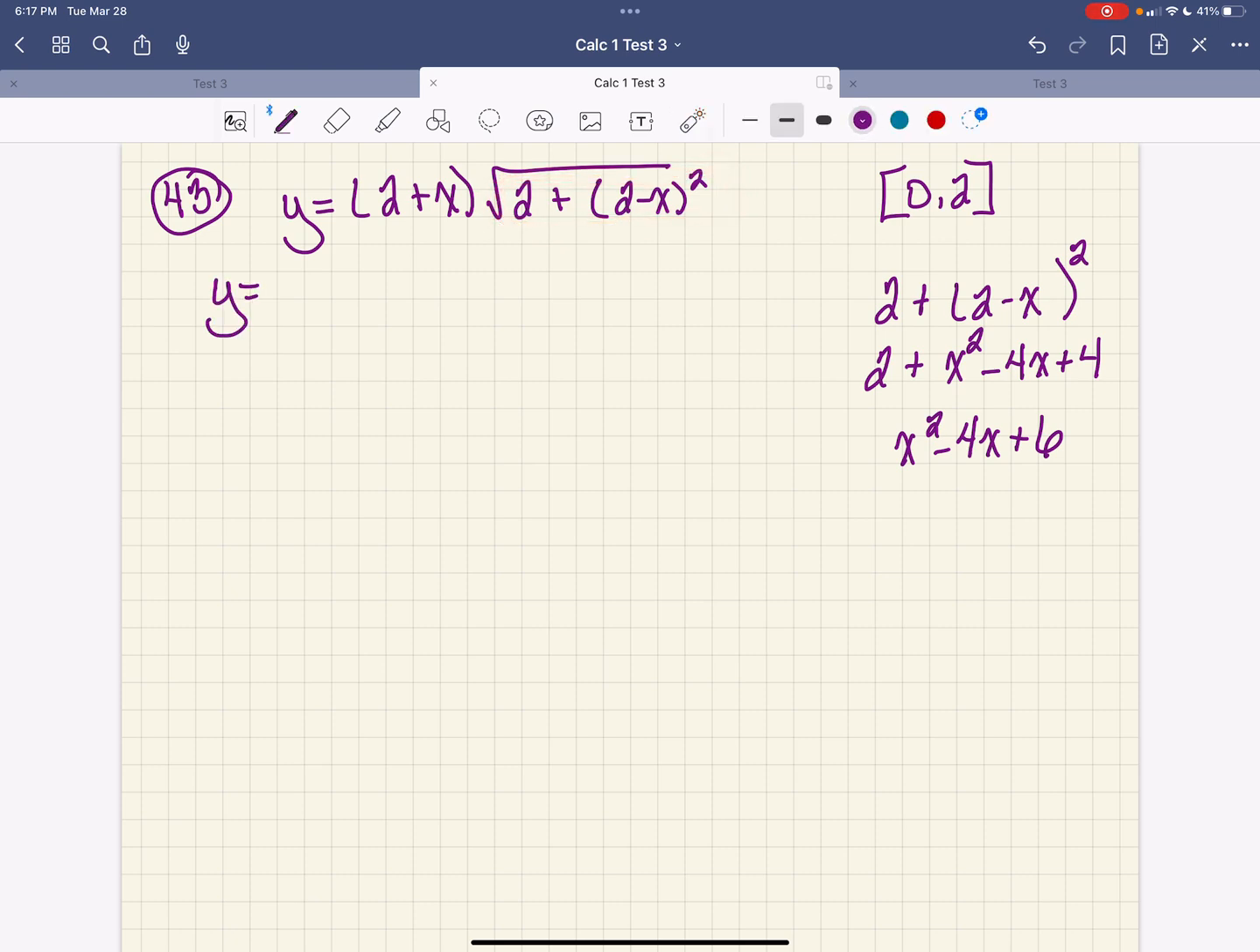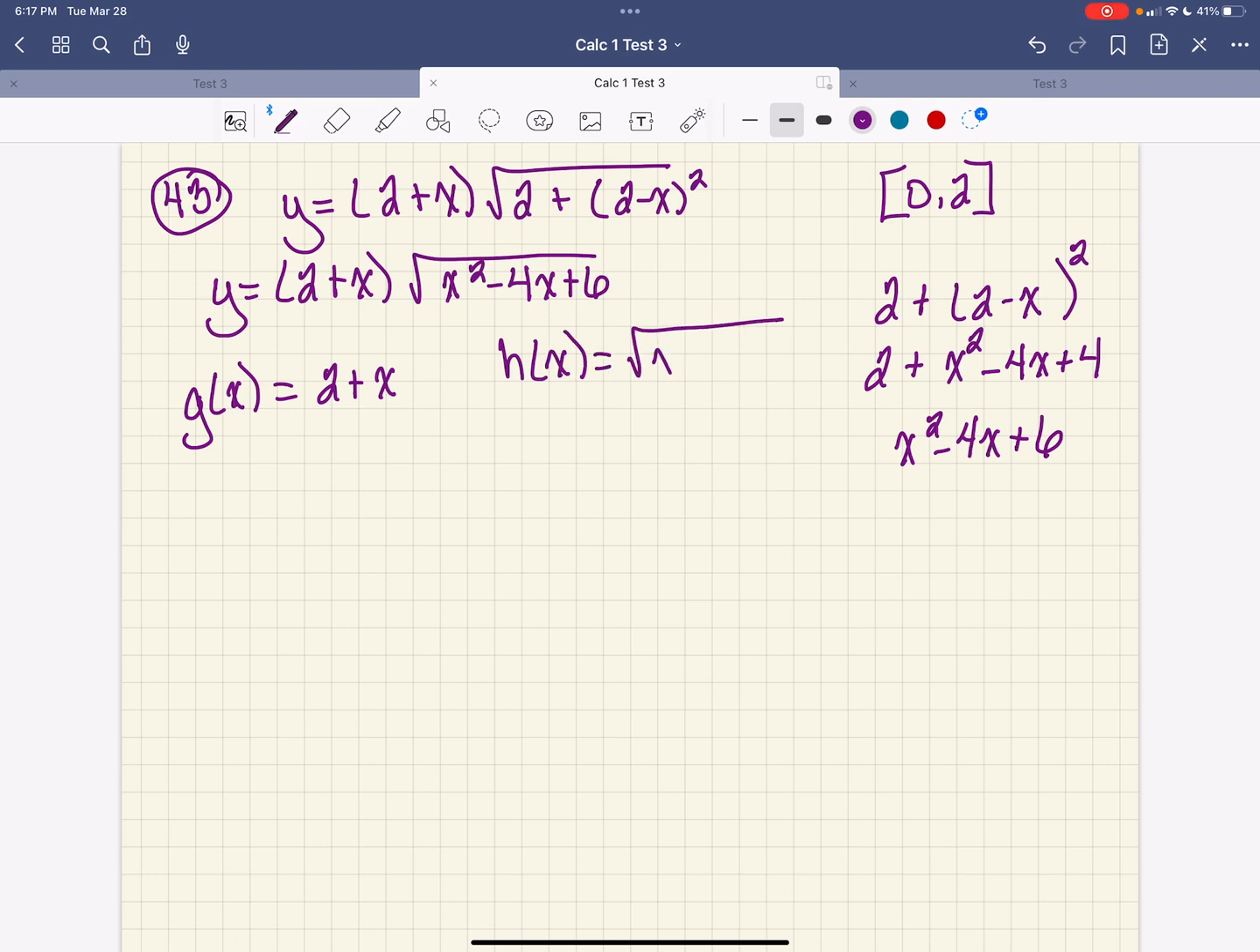I haven't done anything with the calculus yet. So I've got 2 plus x, and then I have the square root of x squared minus 4x plus 6. Now I'm going to have to use the product rule. So I'm going to identify g of x as 2 plus x, and I'm going to identify h of x as the square root of x squared minus 4x plus 6. g prime is just going to be 1.